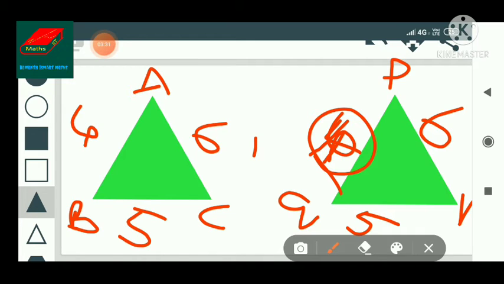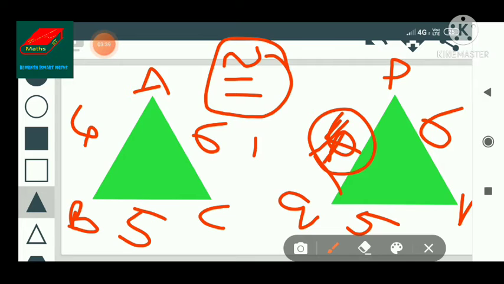So I think you know the congruency symbol. Once, I will draw it. So this is the congruency symbol. These two triangles are in SSS congruency condition.